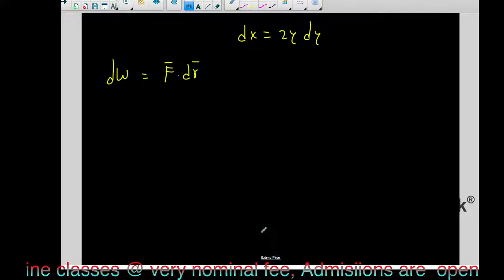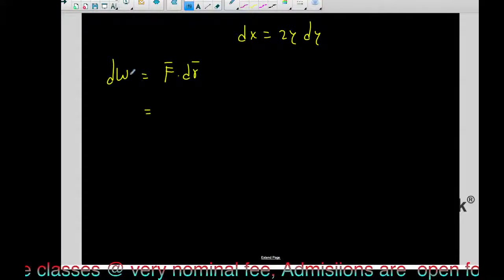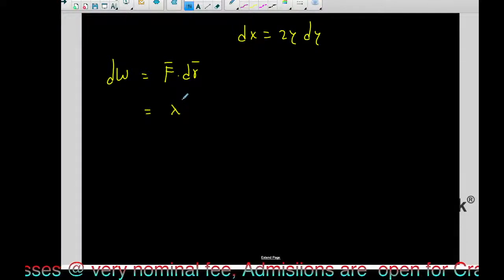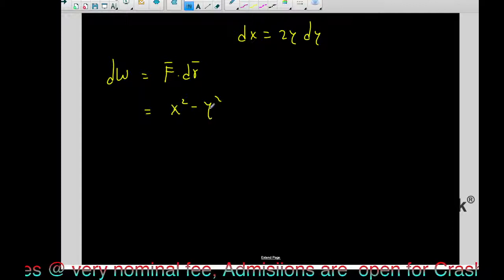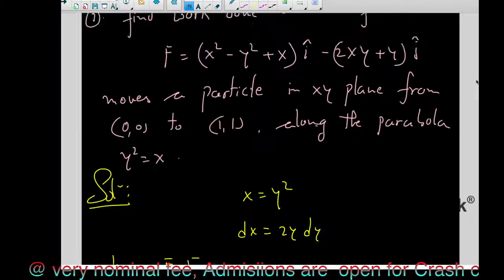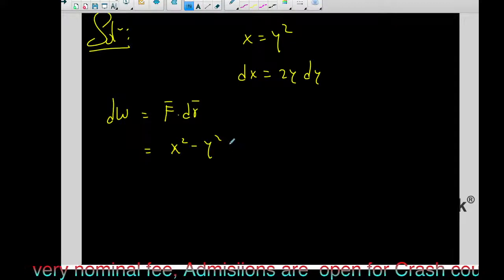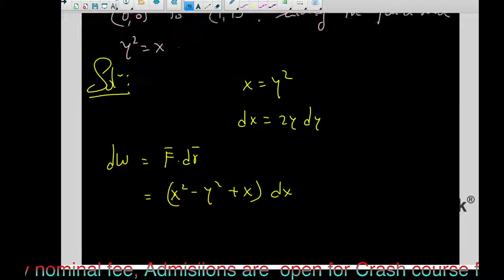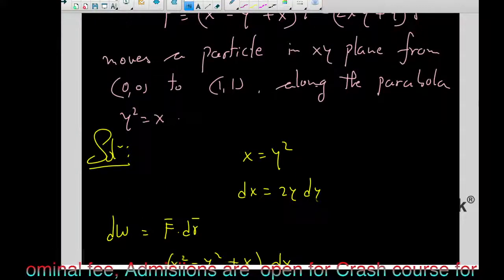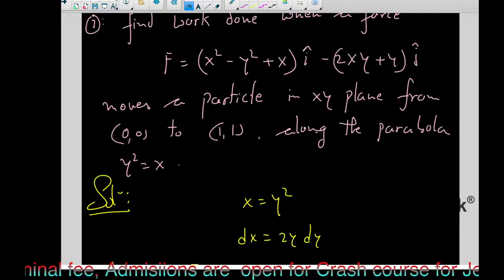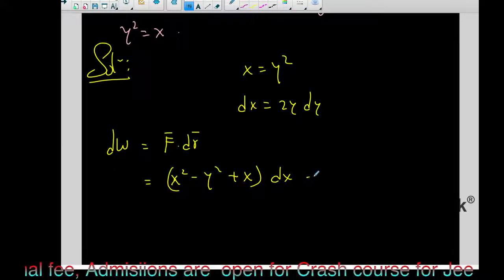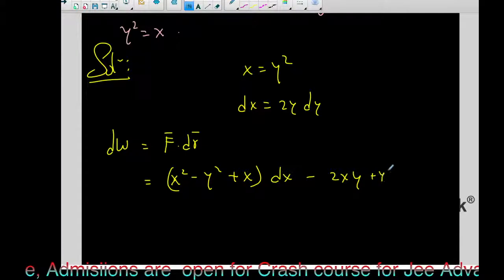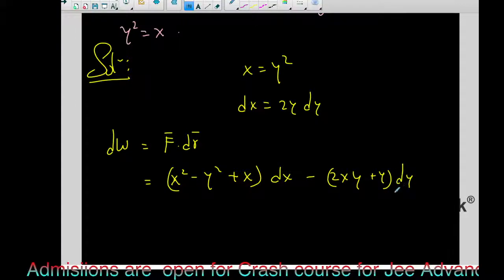This is a line integral. Work is a scalar quantity, so the dot product is required over here. So what we are doing is (x square minus y square plus x) dx, you have to recall, because dr is dx i plus dy j, and here you see (minus 2xy plus y) dy.